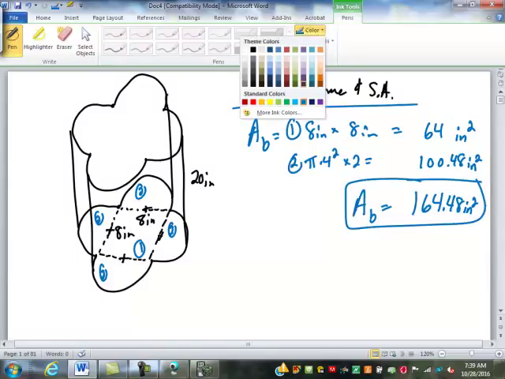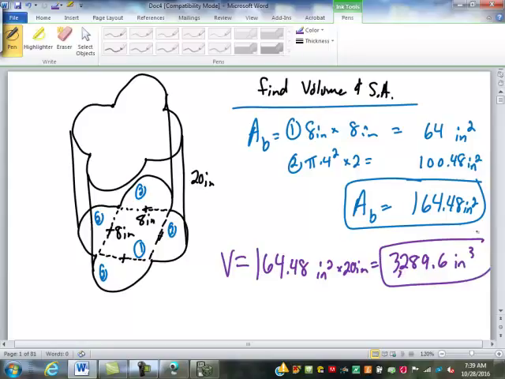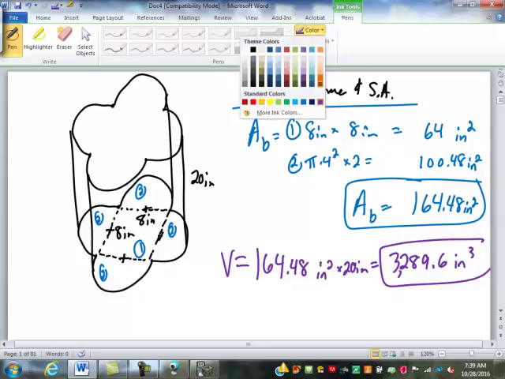From there, we can very quickly find our volume. 164.48 inches squared times 20 inches of height, which is going to give us 3289.6 inches cubed. Correct? How many of you had that for the volume? Okay, so there's a start.